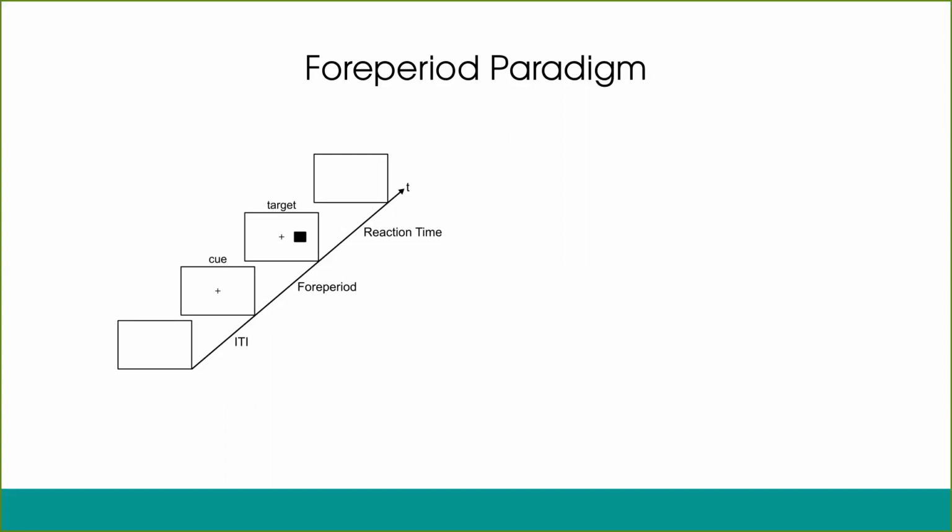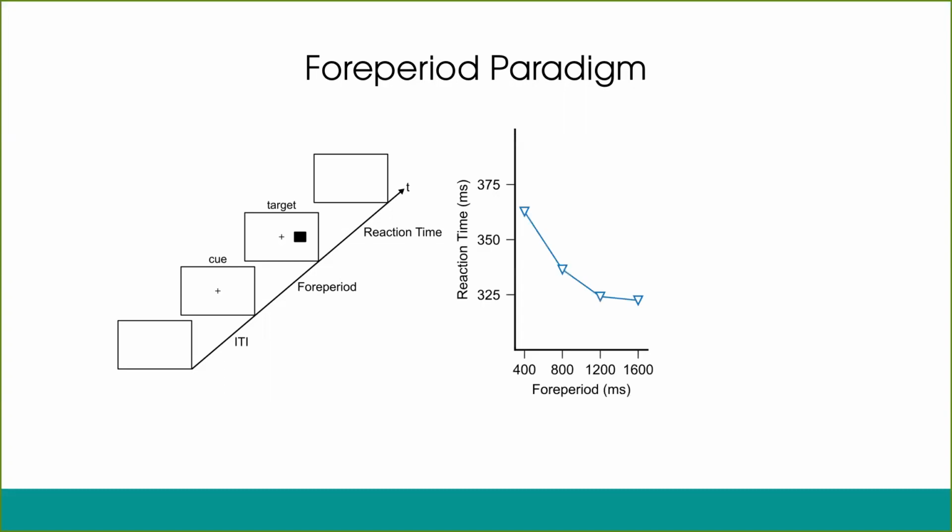The observation that responses to the target are faster when cued gave birth to the study of temporal preparation. This process has been widely studied by varying the foreperiod. The typical finding is that reaction time, here plotted on the y-axis, decreases as a function of foreperiod, plotted on the x-axis, reflecting the development of temporal preparation throughout the foreperiod. The more time left before the target appears, the more time there is to prepare, and therefore responses are usually faster.